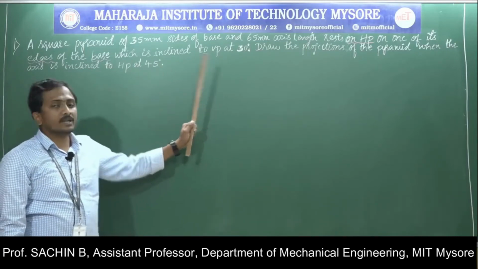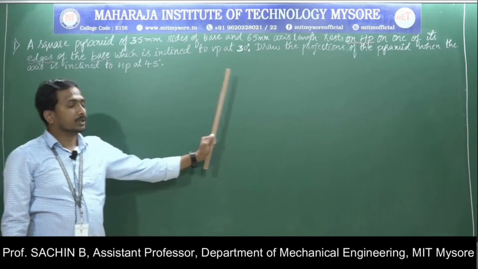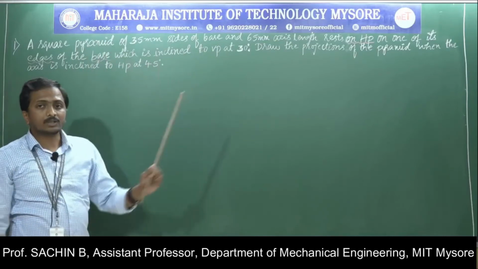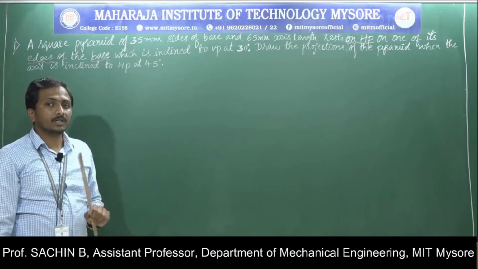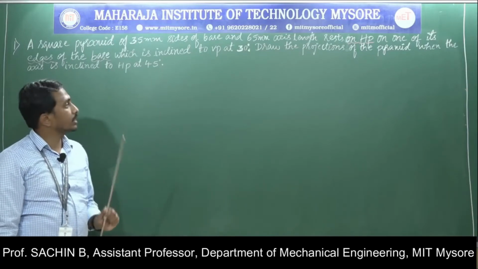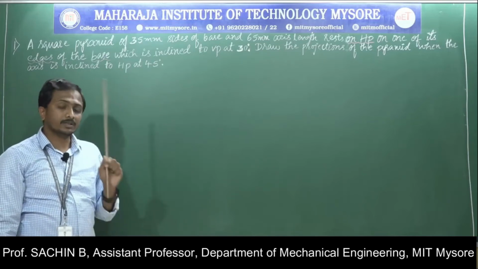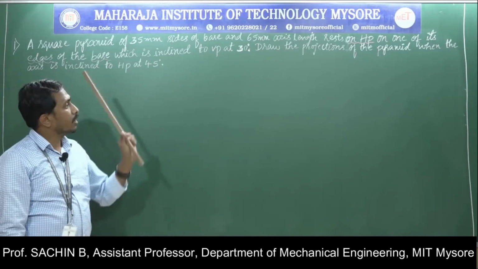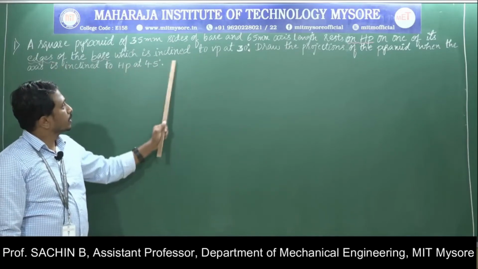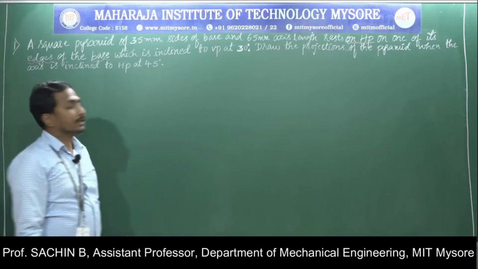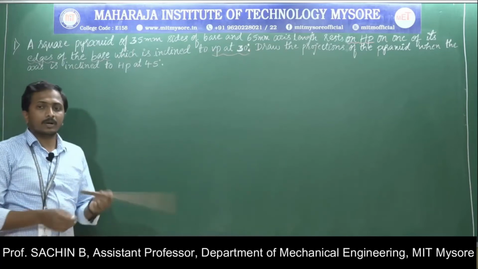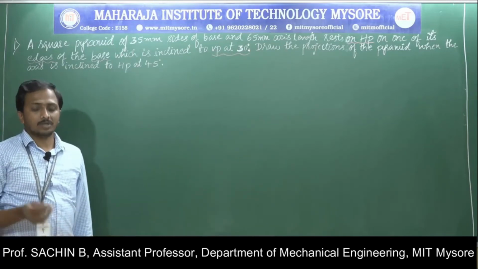Which is inclined to VP at 30 degree. Till here I read the question. A square pyramid is there which consists of 35 millimeter base sides and 65 mm axis length. It is resting on HP on one of the edges of its base, which is inclined to VP at 30 degree. Now I am going to solve the problem by using the change of position method.